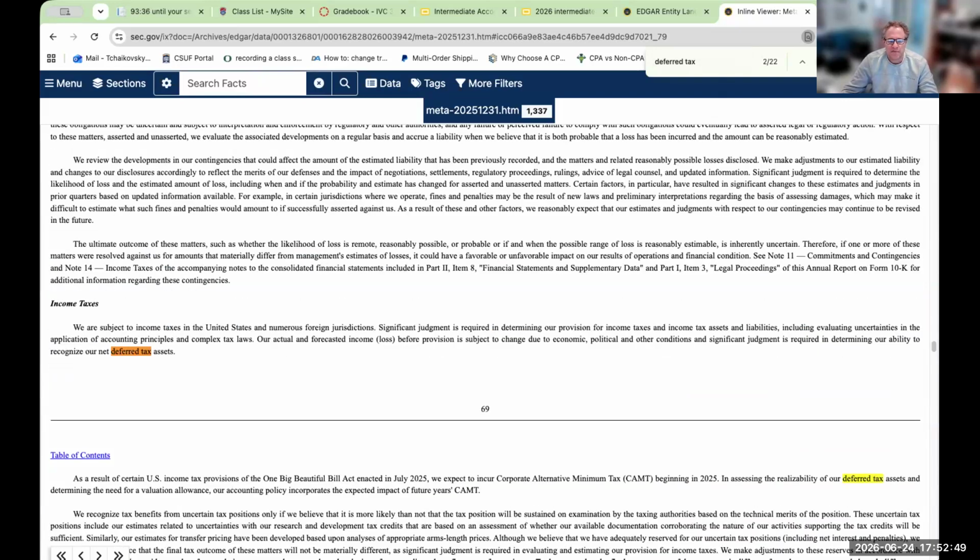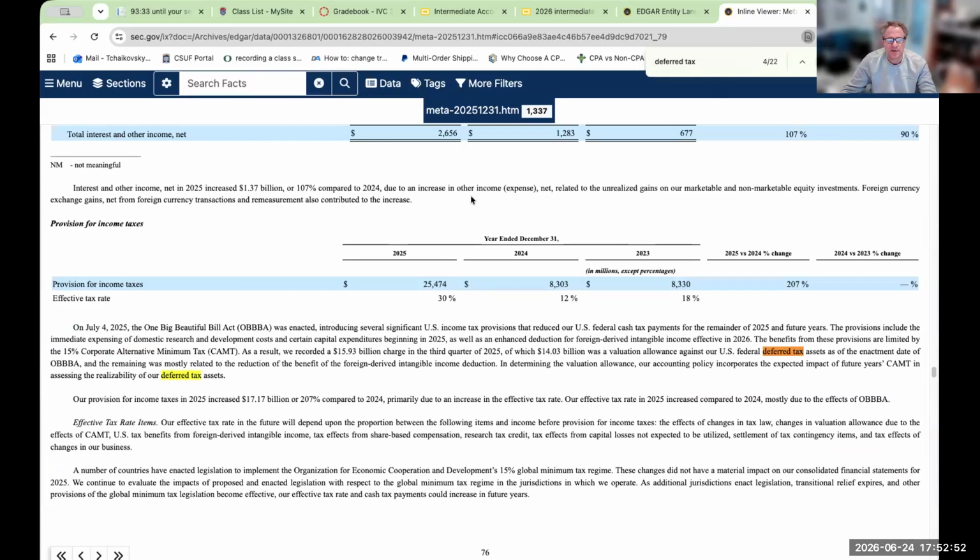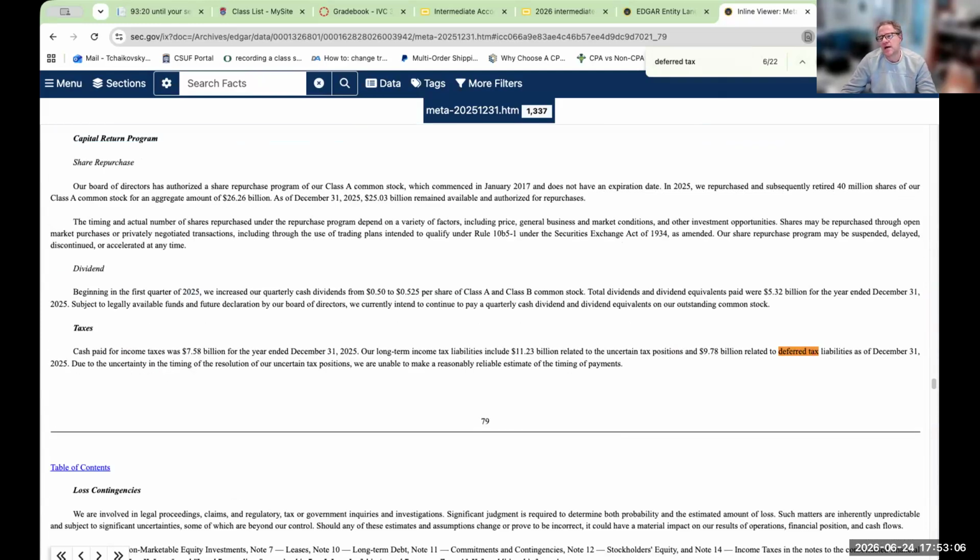What we're also going to have over here is a provision for income taxes. This is obviously what it was, giving you an effective tax rate. And then it talks about assets and liabilities. The deferred tax assets, and we'll talk about that a little bit later, can oftentimes be something auditors get very sensitive about, because you're booking an asset and there's got to be a substantial probability, I think it's 50% or more, that you're going to be able to realize it. So over here, cash paid for income taxes was 7.58 billion for the year end.